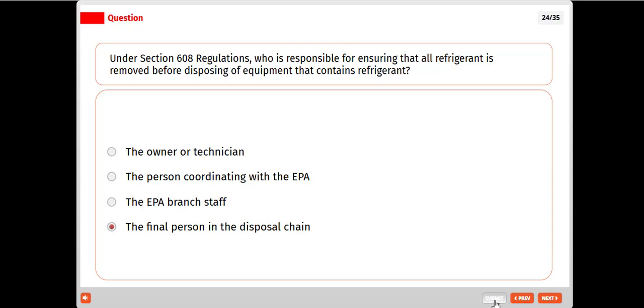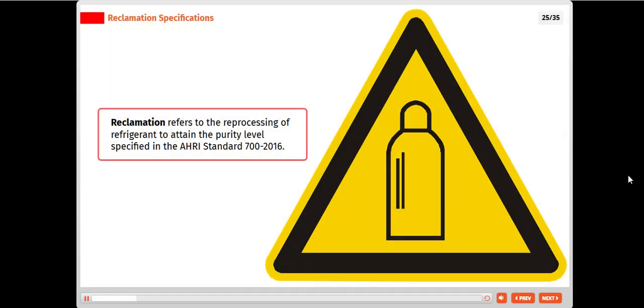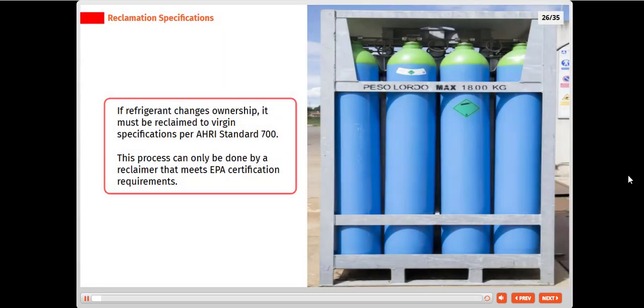Reclamation refers to reprocessing refrigerant to attain the purity level specified in the AHRI Standard 700-2016. If refrigerant changes ownership, it must be reclaimed to virgin specifications per AHRI Standard 700. This process can only be done by a reclaimer that meets EPA certification requirements.